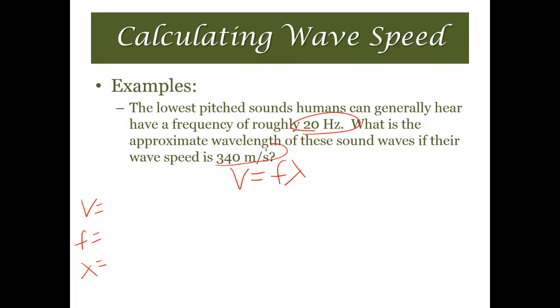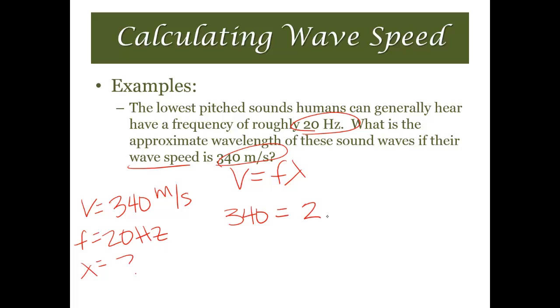Okay, so 20 hertz, so hertz is a frequency. Wave speed, 340 meters per second, so they're giving you the speed or the velocity. Find lambda, because they're even saying what is the approximate wavelength. So you have 340 is equal to 20 times lambda. This is a straight division problem. 340 divided by 20 is 17. So lambda is equal to 17, and if you're solving for lambda, it is meters, because that's your wavelength.